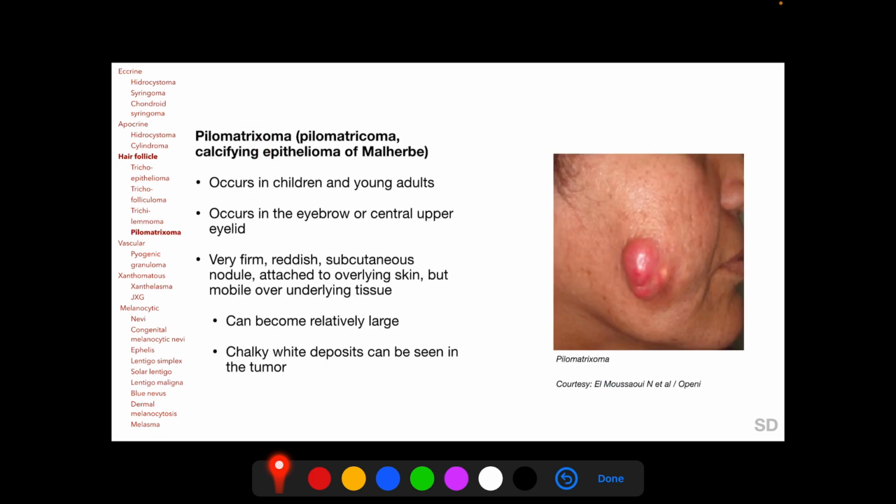Pilomatrixoma, also called Pilomatricoma or calcifying epithelioma of Malherbe, occurs in children and young adults. In the periocular region, they occur in the eyebrow or in the central upper eyelid, and they appear as very firm, reddish subcutaneous nodules attached to the overlying skin but mobile over the underlying tissue, and they can become relatively large. And chalky white deposits can be seen within the tumor.